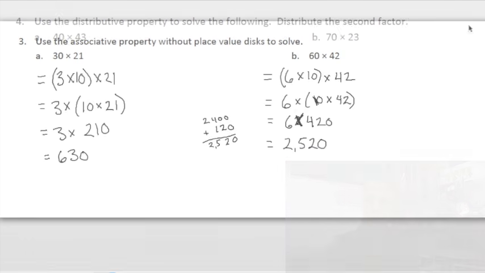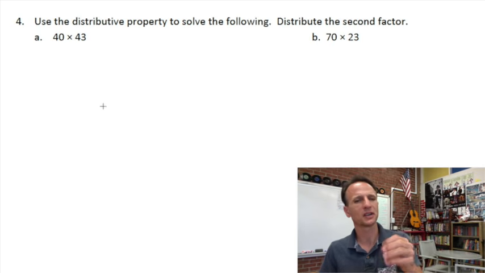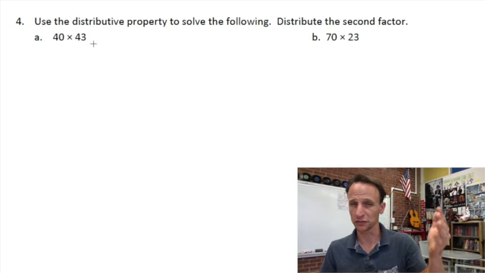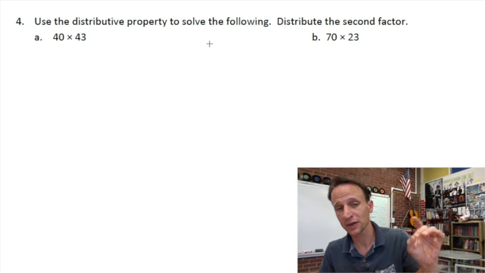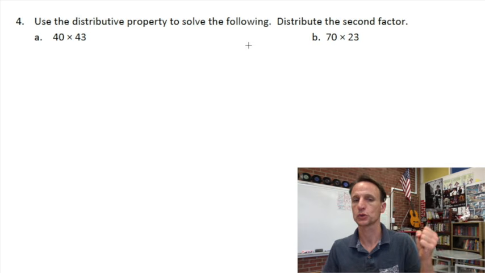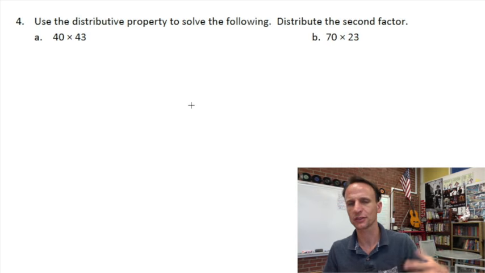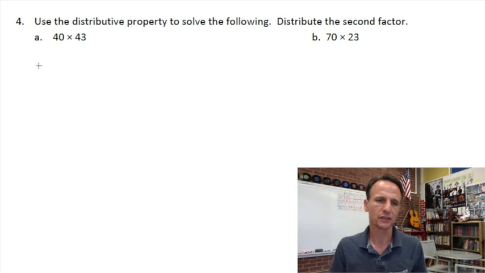Let's take a look. Well, all right, in number 4, they throw us a little curveball here. We will again, thankfully, use the distributive property to solve the following. No use of place value disks. But in this case, they want us to distribute the second factor. So this looks a little different. It's no more difficult, though.